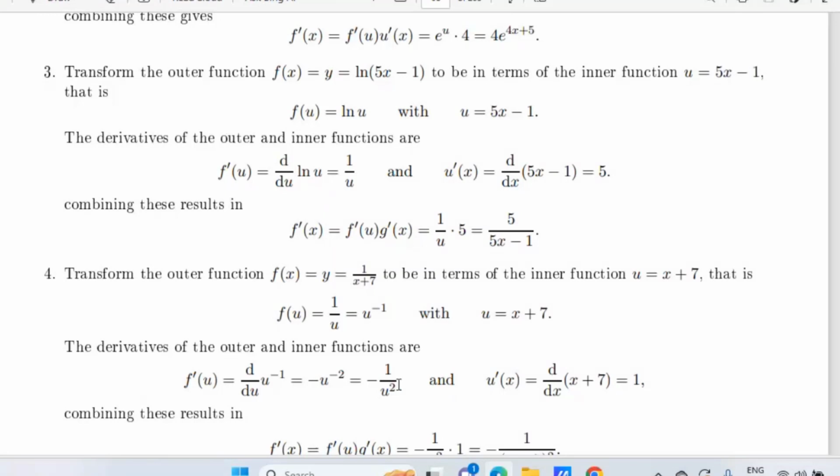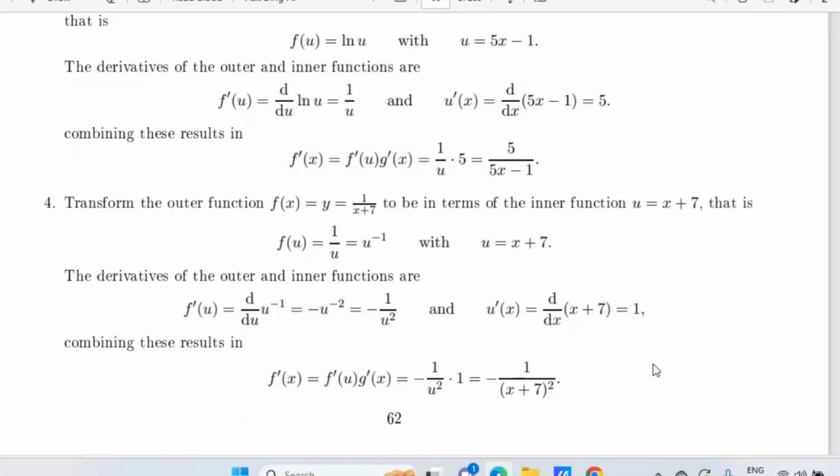And then the derivative of u, which is equal to x plus 7, when we differentiate this u with respect to x, we get 1, because the derivative of x plus 7 with respect to x, 7 is a constant, the derivative of x is 1. Are we still together? Yes. Okay.